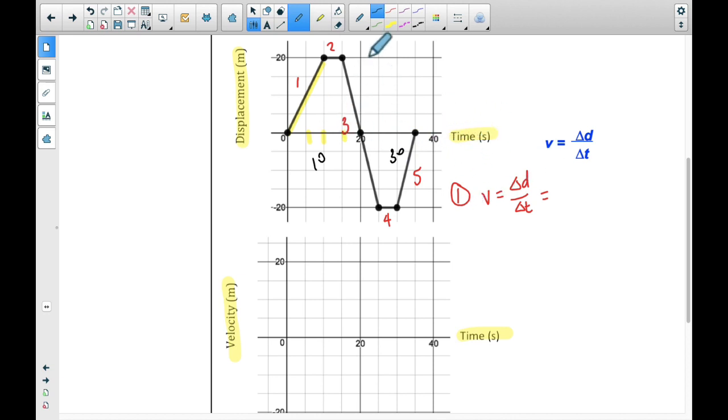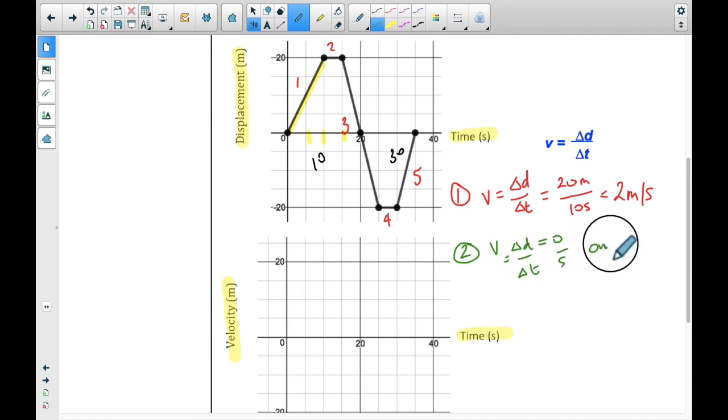For this, if it's a person, a car, or whatever, our distance is 20 meters, and our time is 10 seconds. And so that is 2 meters per second, because 20 divided by 10 is 2, and meters divided by seconds is meters per second. The next section, section 2: the change in distance is 0, and the change in time is 5 seconds. So that's just 0 meters per second. Remember that if they're flat, they're stopped, so that makes sense.